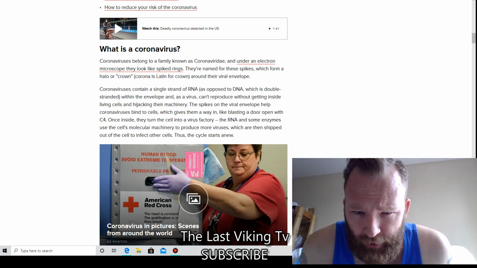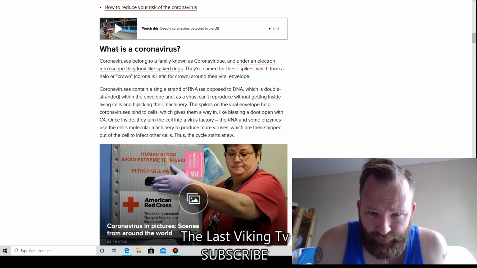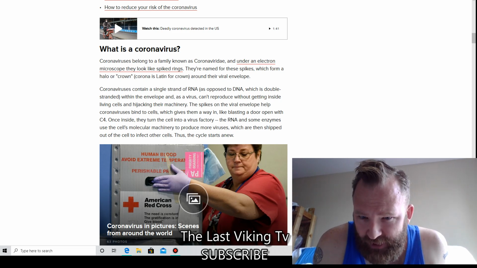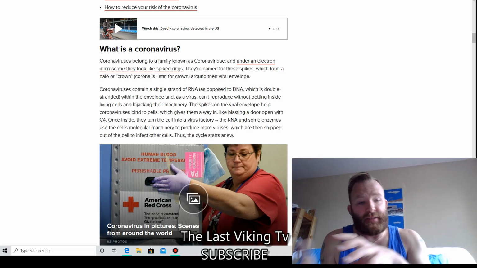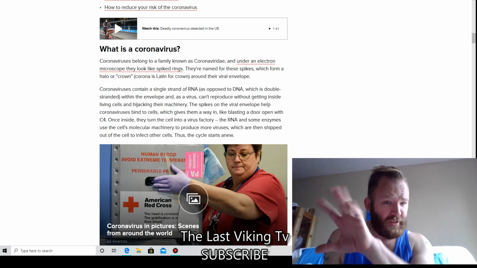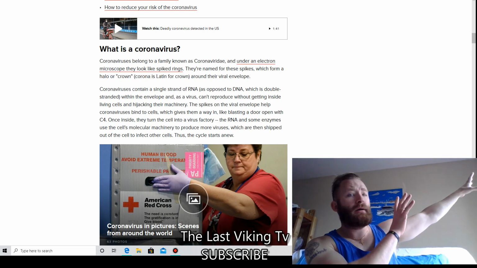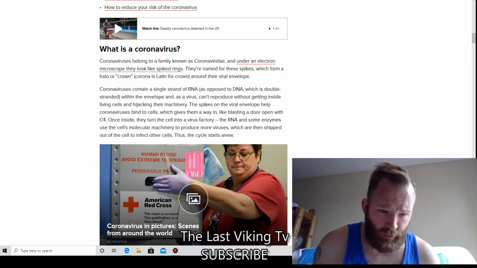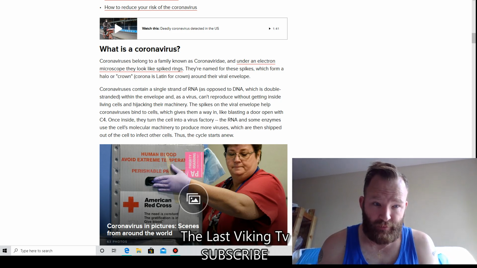So now, moving on. The spikes on the viral envelope help the coronavirus bind to cells, which gives them a way in, like blasting a door open with C4. Once inside, they turn the cell into a virus factory. So again, this coronavirus is only as deadly as it is because of those spikes. Okay? In nature, out there in the wild, these cells, they don't exist.